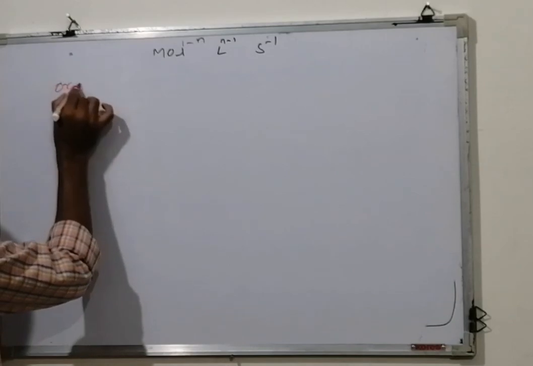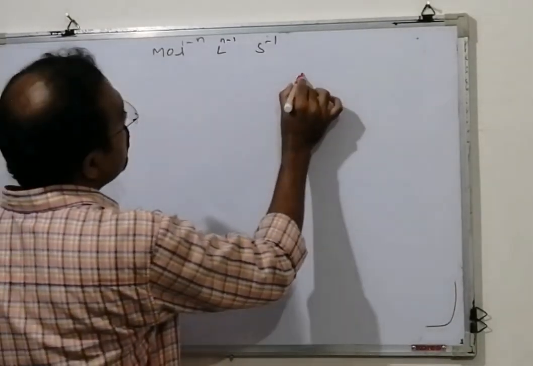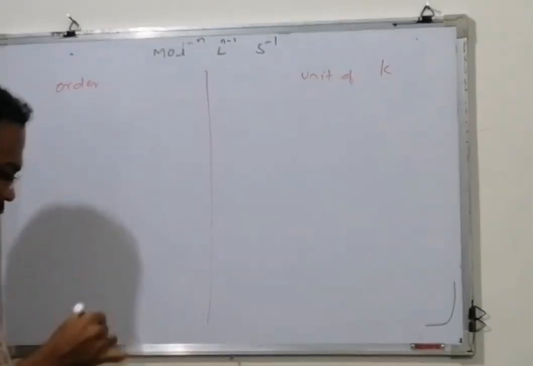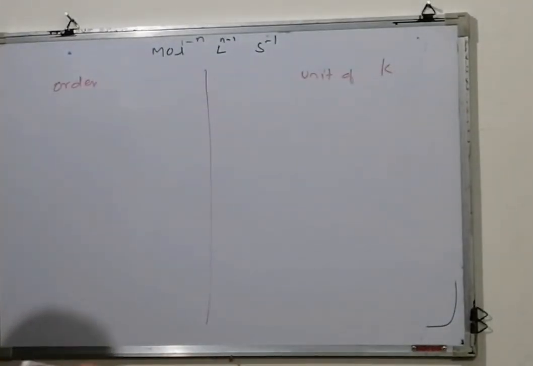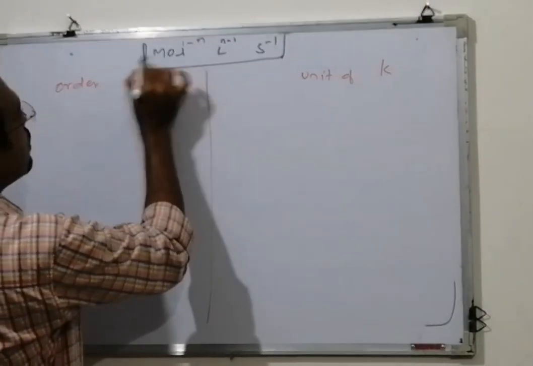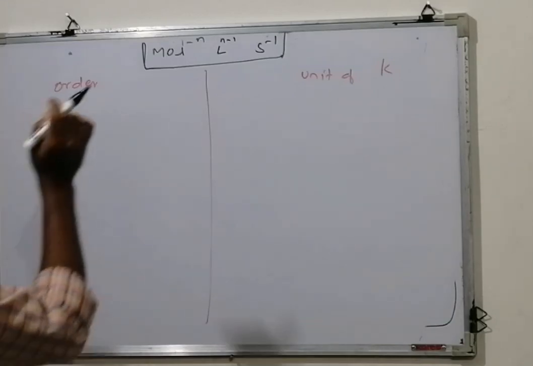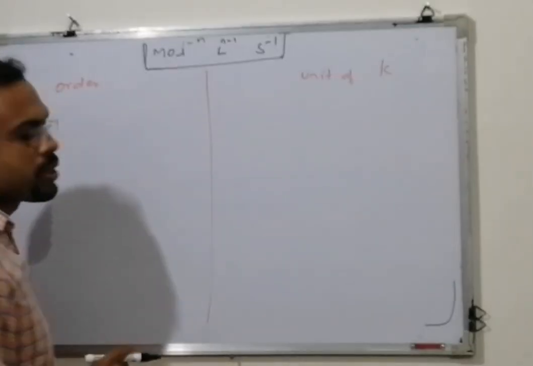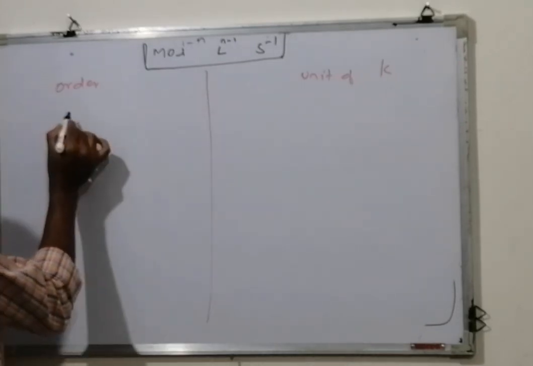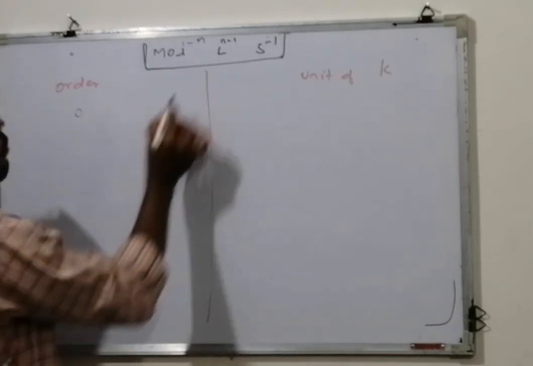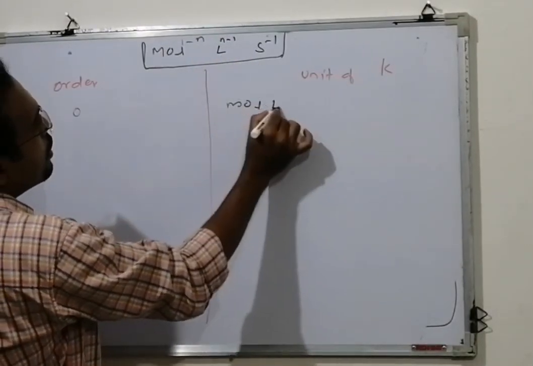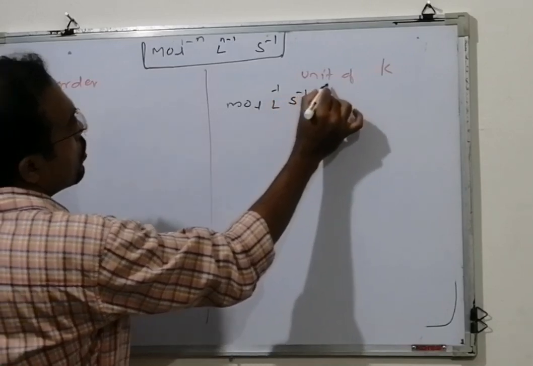We can do some calculation of order and unit. Unit of K, the rate constant, is very important. Suppose this is the general equation. Please remember, this is a general equation: mole 1 minus n, liter n minus 1. Fine. Suppose your order is 0. Therefore, you put the 0 here: mole raised to 1, liter raised to minus 1, second raised to minus 1.